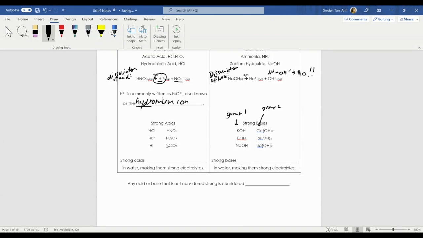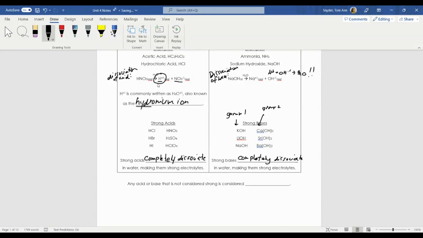What makes something a strong acid? Well, strong acids will completely dissociate in water, making them strong electrolytes. And strong bases also completely dissociate. So back to what I said up here, right? The degree to which something dissociates tells us the strength of that acid or base. So nitric acid is considered a strong acid because it produces as many protons as it can in solution. It dissociates to the max.